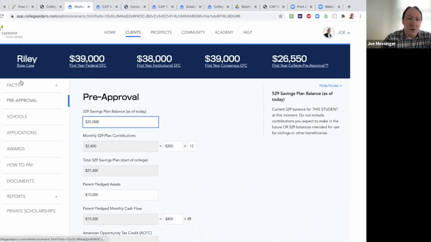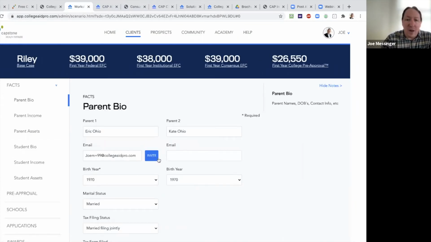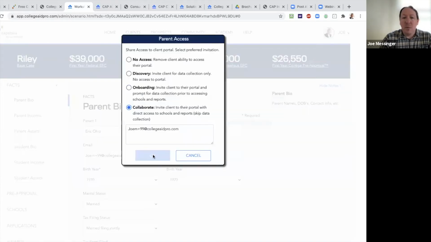And I've got to show you too, there's lots of ways you can interact with the client, because with most folks, their information's already in the system. We can put them through a discovery process, which is just a data collection process. We can go through onboarding, which invites them to their client portal and prompts them and then puts them right in.